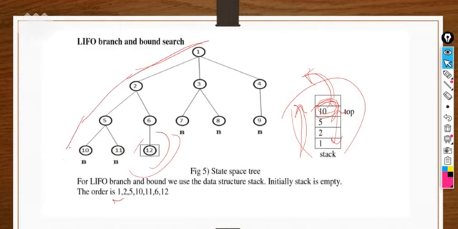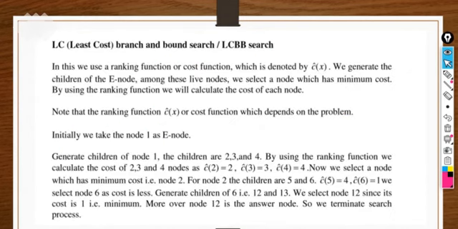5 to 10, then it will backtrack here. Next 11, then again it will backtrack to 6, and then 12, right? So that is the main strategy for LIFO, right? And what about the least cost? Least cost has a cost function here, one ranking function you can say, or cost function, that is denoted by C cap X. That is the main thing here that we will discuss in this technique actually.